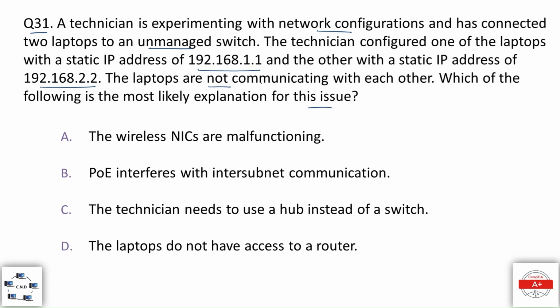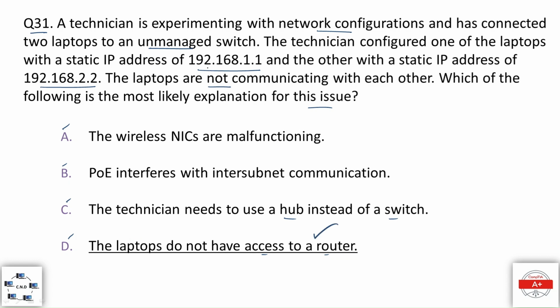And the options are: option A, the wireless network interface cards are malfunctioning. Option B, PoE interferes with inter-subnet communication. Option C, the technician needs to use a hub instead of a switch. And option D, the laptops do not have access to a router. And the correct option is the laptops do not have access to a router.